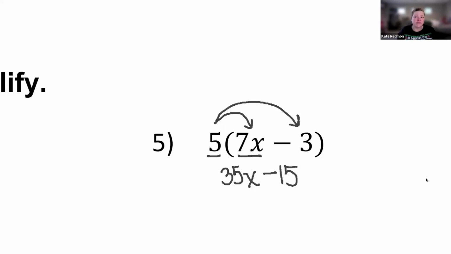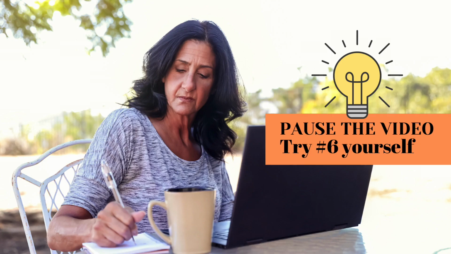And don't forget that if terms aren't like, you can't add or subtract them. That's an x term. That's a number term. Can't do the subtraction. I'm done. You can go ahead and try number 6. Turn me back on when you're ready to check your work. And then let's make sure to do number 7 together.